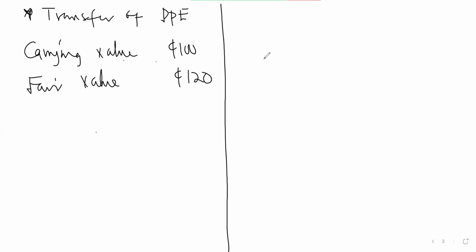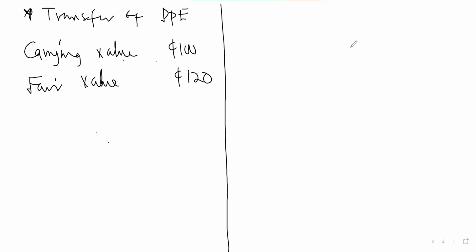But in the books, what is the value of the asset we are giving them? 100. So what is happening there? There's a gain of 20. So there is a gain of 20.